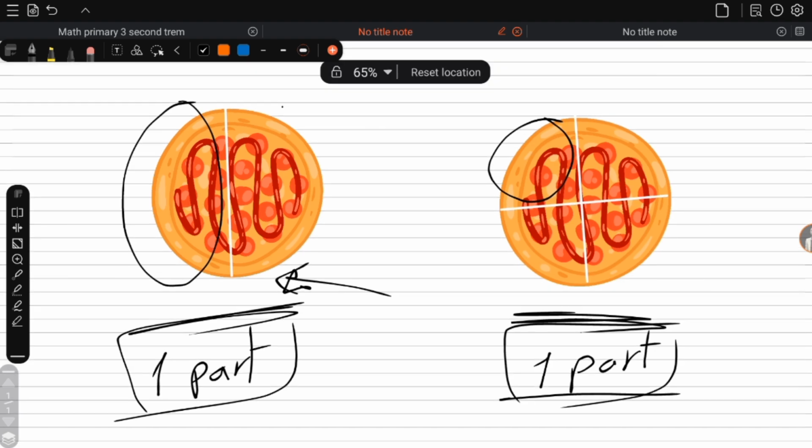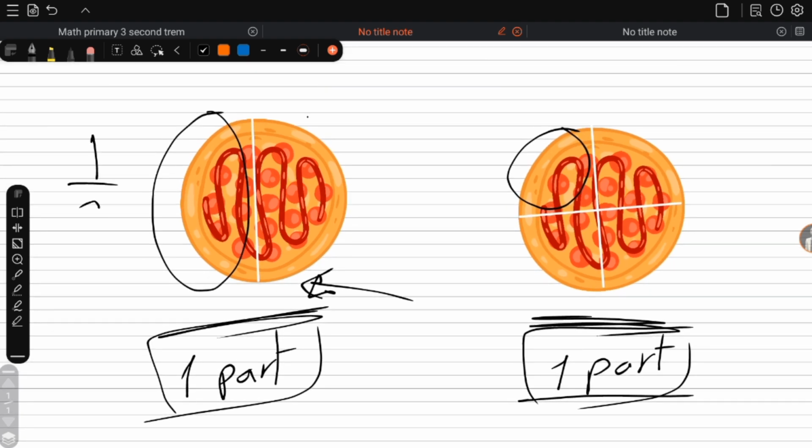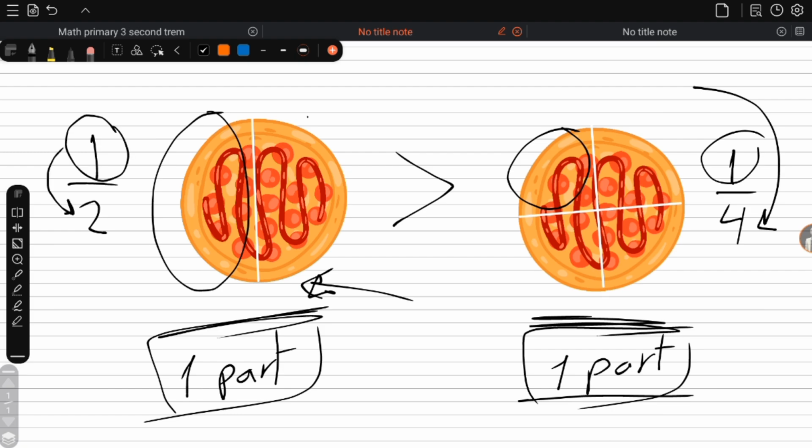Okay, so I can say that this is just one part out of 2, and this part is one out of what? 4. So I can say that 1 over 2 is greater than 1 over 4. Okay, 1 over 2 is greater than what? 1 over 4. Okay, do you understand now? You just have one pizza. Once you split it into 4 parts, you just distribute 1 over 4. You will take a small piece. But if the denominator is small, you will take more.